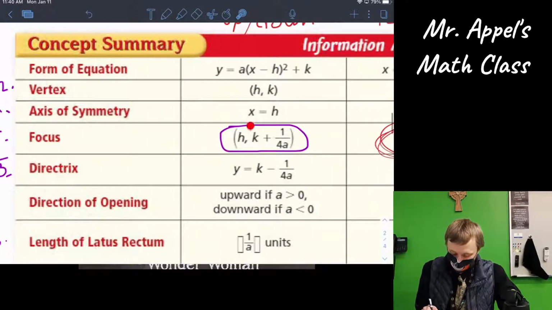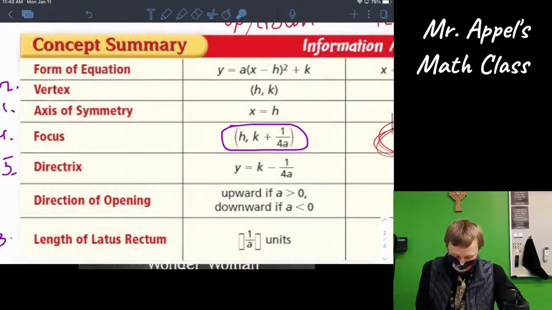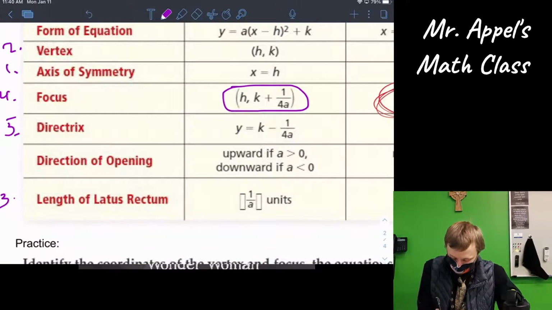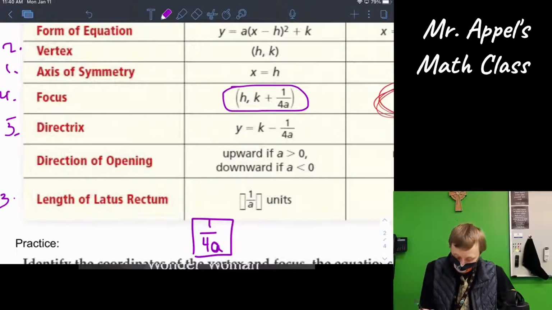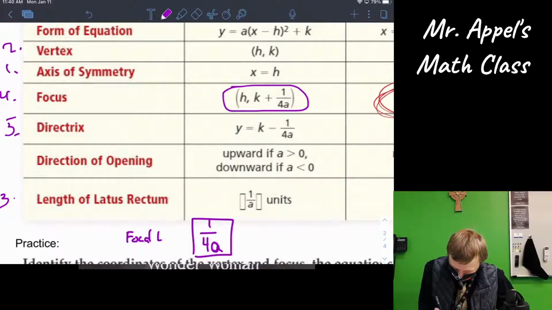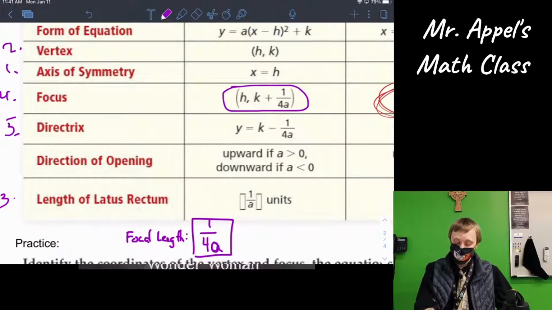And so all we really need to know is that 1 over 4a. 1 over 4a. This is the key new value to remember. Focal length, 1 over 4a. Focal length, all right? Commit that little bit to memory.